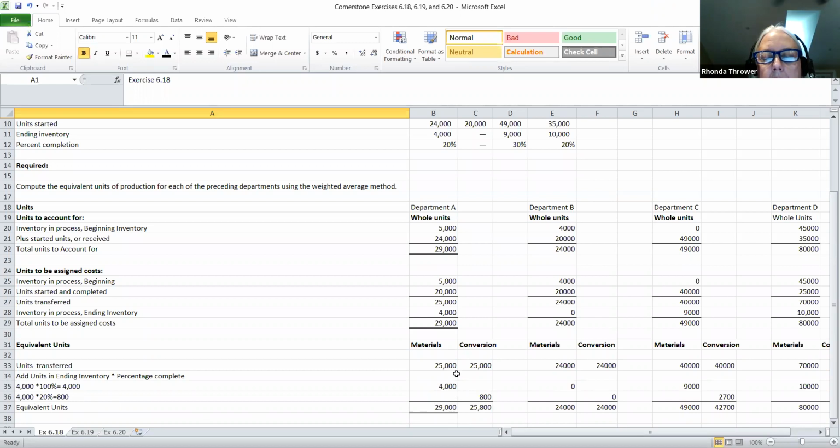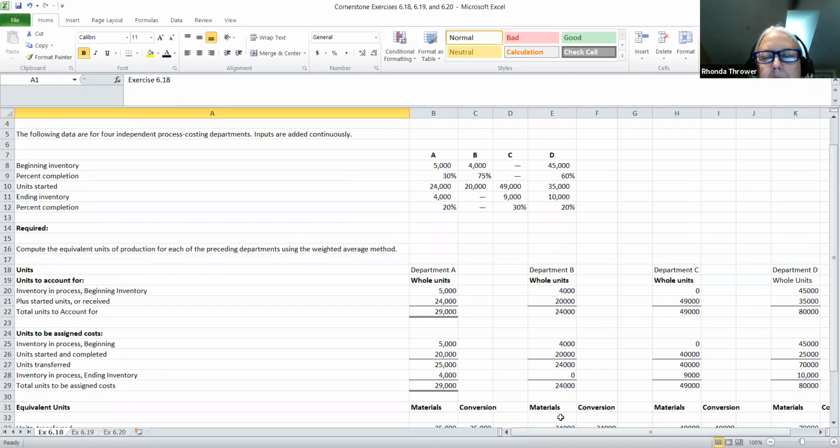And then you will add the units transferred plus the ending inventory units together to get your total equivalent units. Your equivalent units for materials is 29,000. Your equivalent units for conversion would be 25,800. And so that's how you would calculate the equivalent units. Each one of the next departments are done exactly the same way. It's just that they've changed up the information for you.